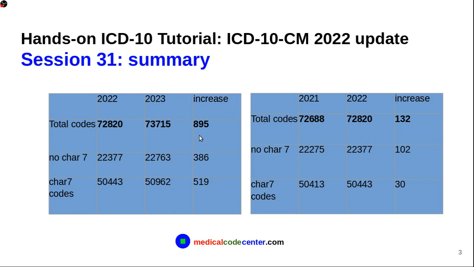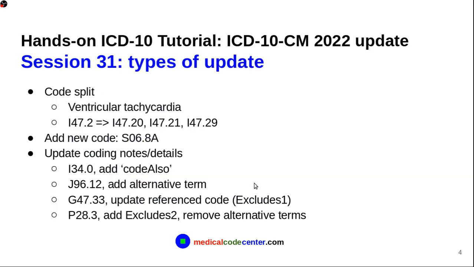Among these around 900 codes, 386 of them are ICD-10 CM codes without character 7, and the rest, 519 of them, have the character 7. So next I will summarize the types of update.